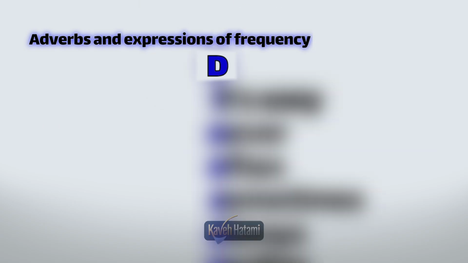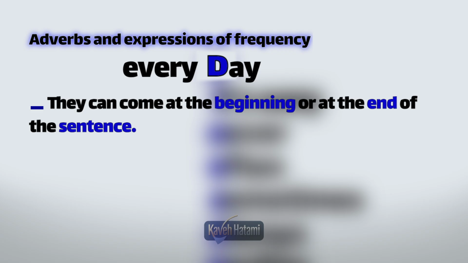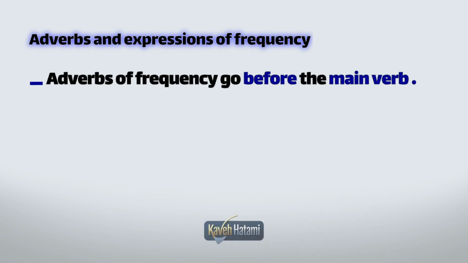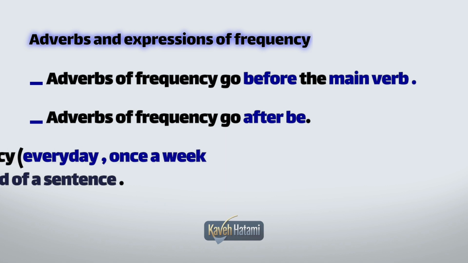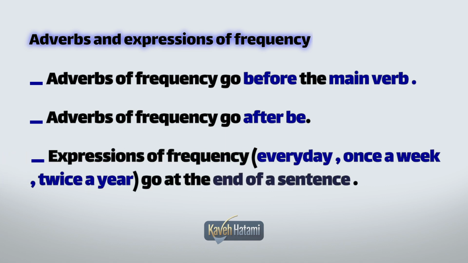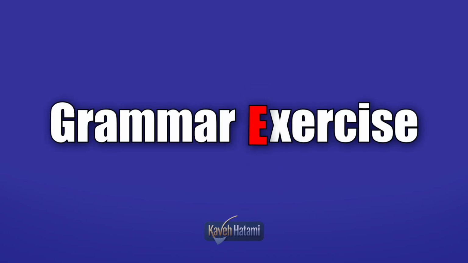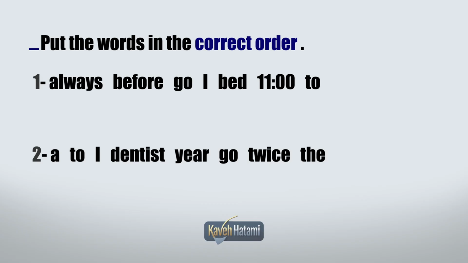How about D? It's an expression, like every day. Where do we put the expressions? They can come at the beginning or at the end of the sentence. Therefore, I go to work every day. Adverbs of frequency go before the main verb, but they always go after be. Expressions of frequency such as every day, once a week, or twice a year go at the end of the sentence. Now let's practice. Put the words in the correct order.